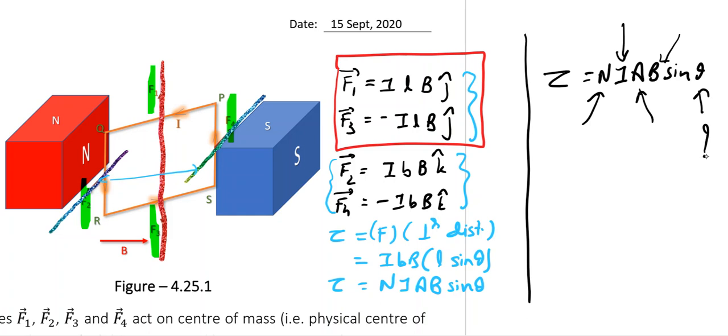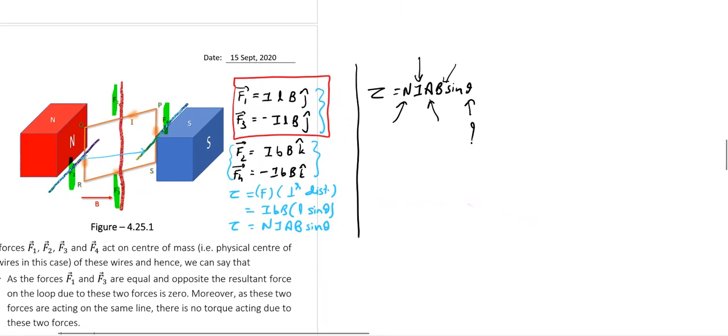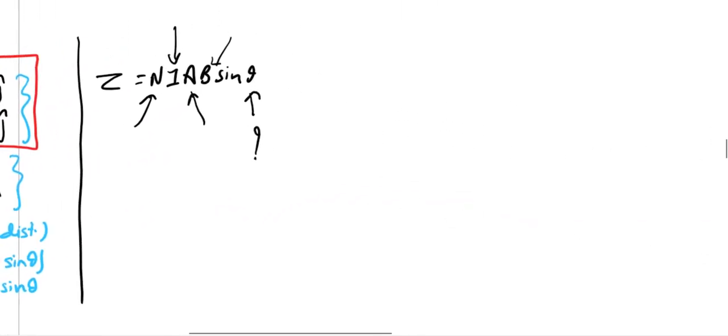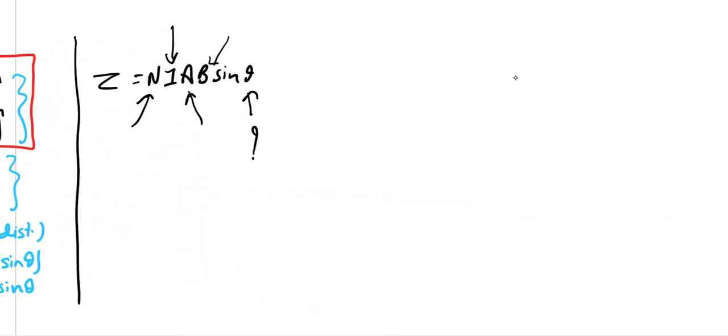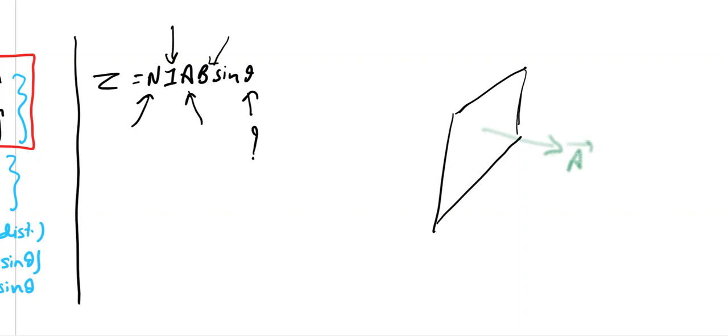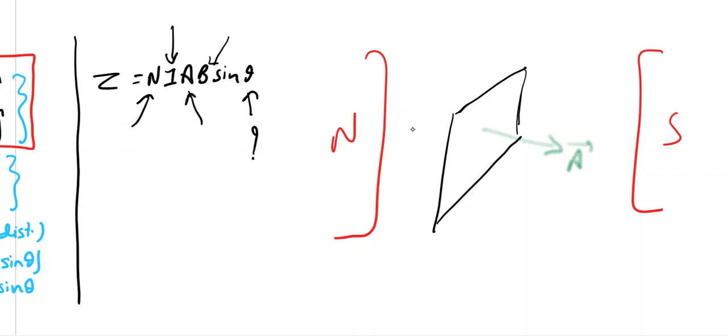Then what is this theta? In this figure theta is not shown. Let us try to understand what theta is. Suppose the coil is suspended like this, then A is the area vector of this coil. It may be somewhere here. The area vector is always perpendicular to the surface. So let this be the area vector. And now if I say that this is the north pole and this is the south pole of the magnet, then this is the B direction. And the angle between these two is called theta.